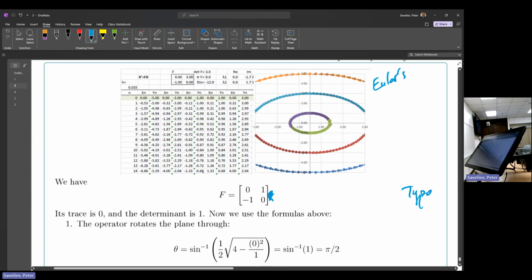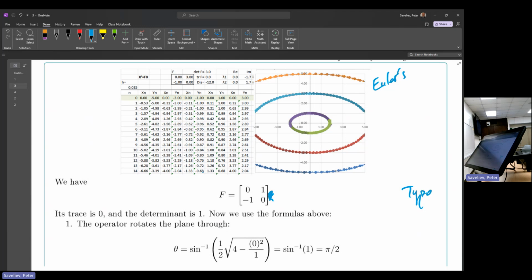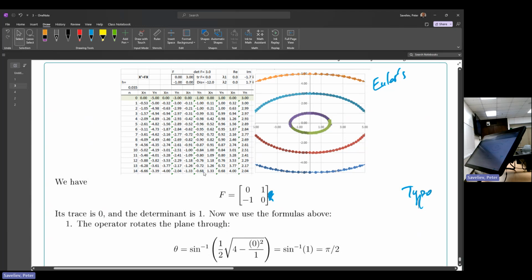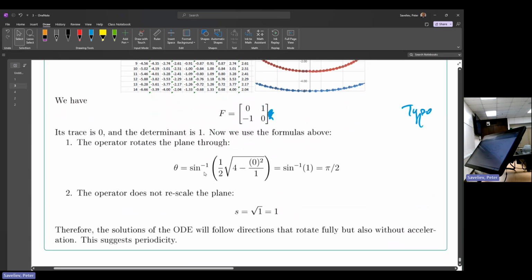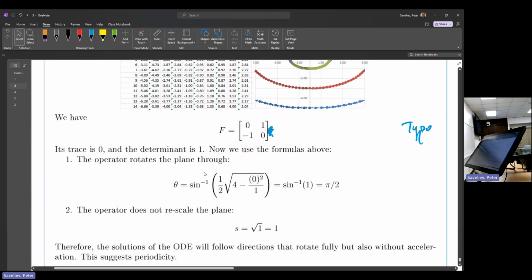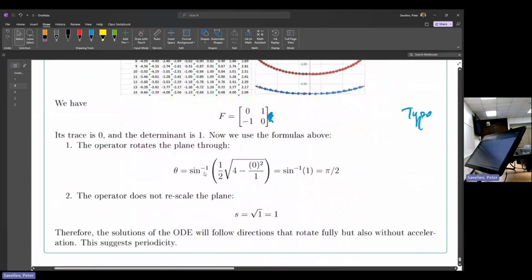If we go into our theorem, then we just plug everything into my equation, and it turns out to be the rotation. What the operator does is it rotates by pi over 2, with rescaling of 1. So there is no rescaling, it's a pure rotation. That's what the linear operator does.